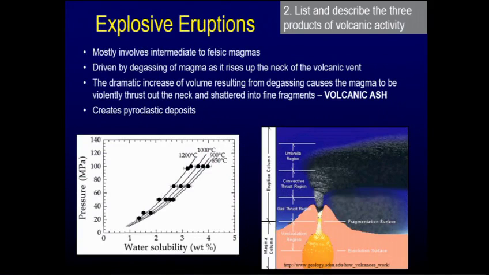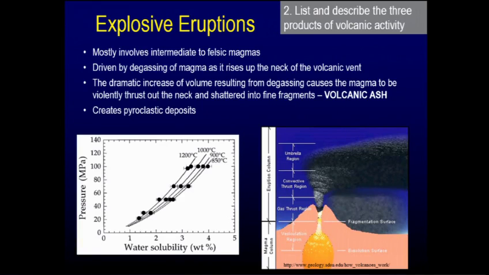Explosive eruptions are mainly with intermediate to felsic material, okay? Not mafic, but intermediate to felsic. This is driven by degassing of the lava or the magma as it starts to rise up the neck of the volcanic event, this idea of really explosive eruptions.